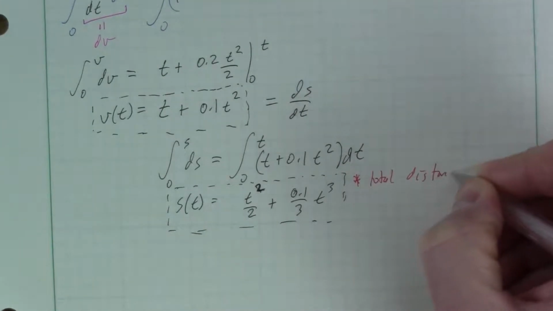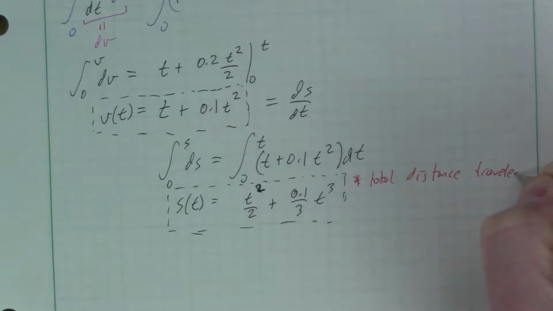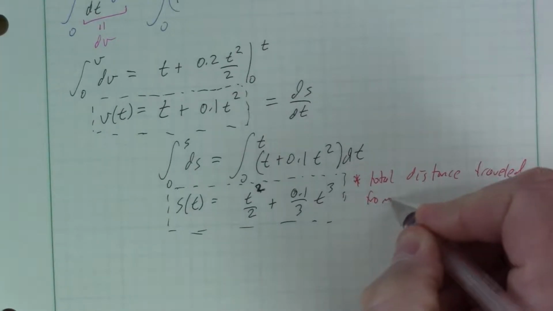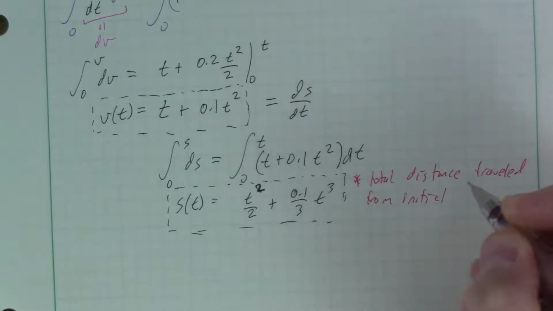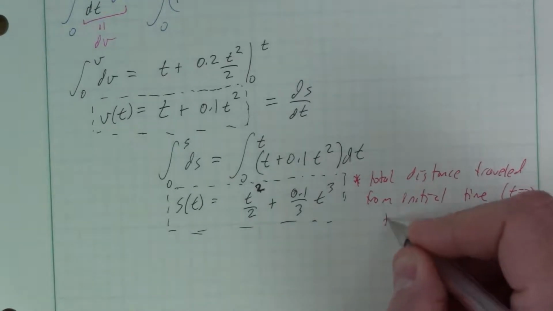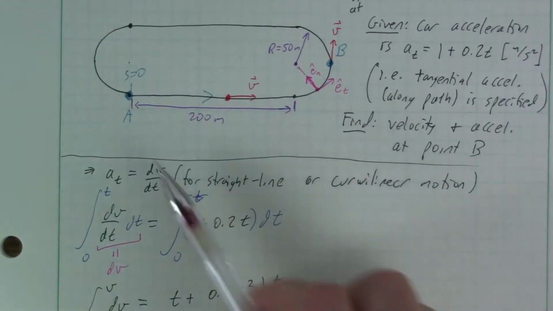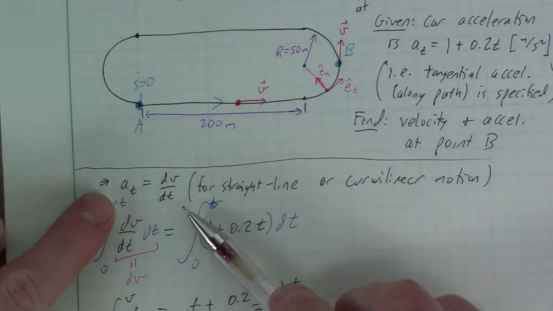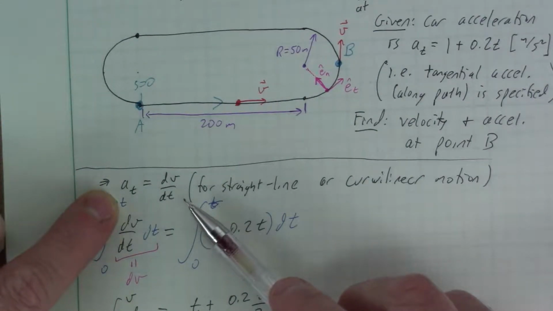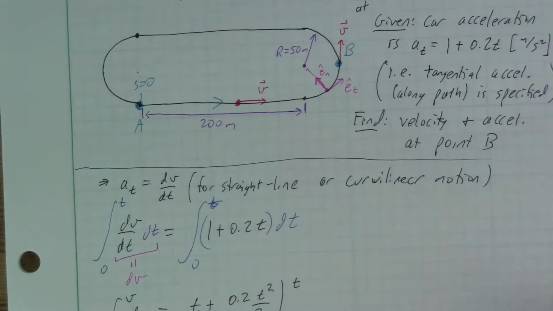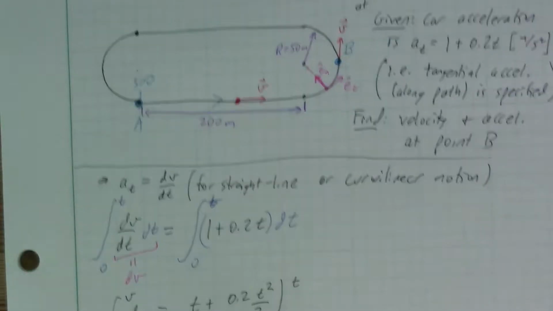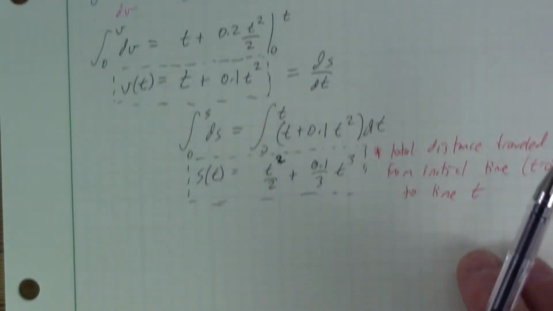from the initial time, so t equals 0, to time t. Okay, and this again is valid for both the straight line portion and the curvilinear portion, all stemming out of the fact that this is true, that the speed is the tangential component of acceleration for both definitions.